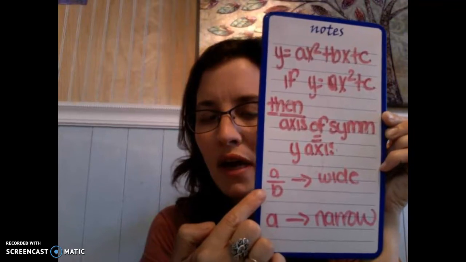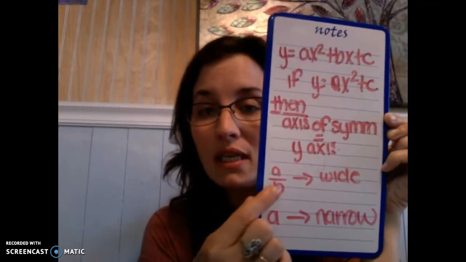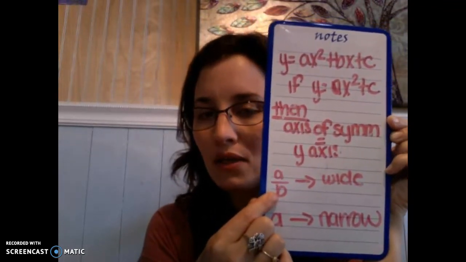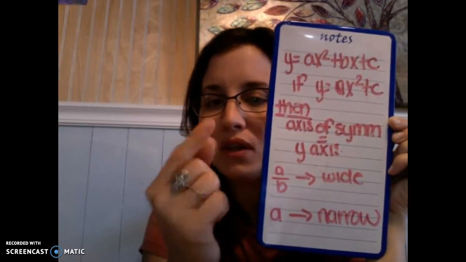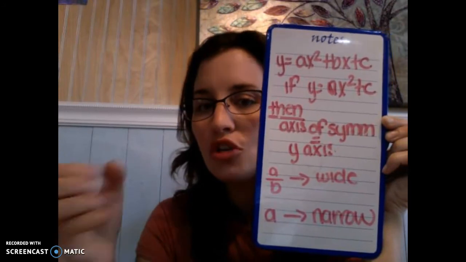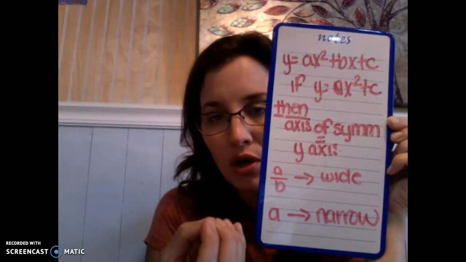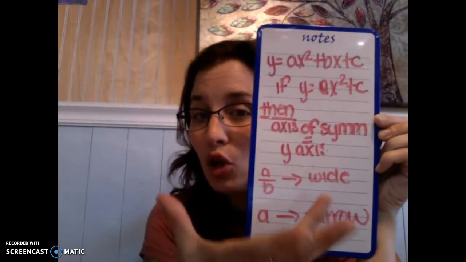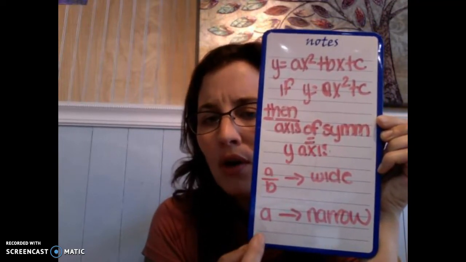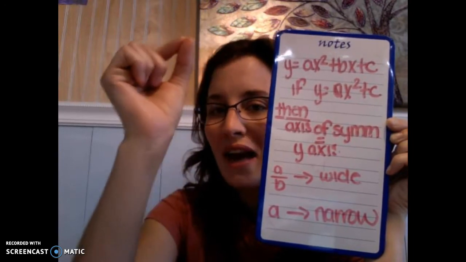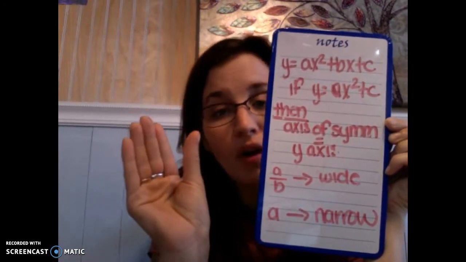Also, if the a is a fraction where the denominator is bigger than the numerator, then I know it's more wide, because that means I'm only going up a little but out a lot. So when my denominator is bigger, I know it's really going to look wider. When my denominator is smaller, meaning I'm going up more and only out a little, then it's going to be more narrow. So I'm going to keep that in mind.